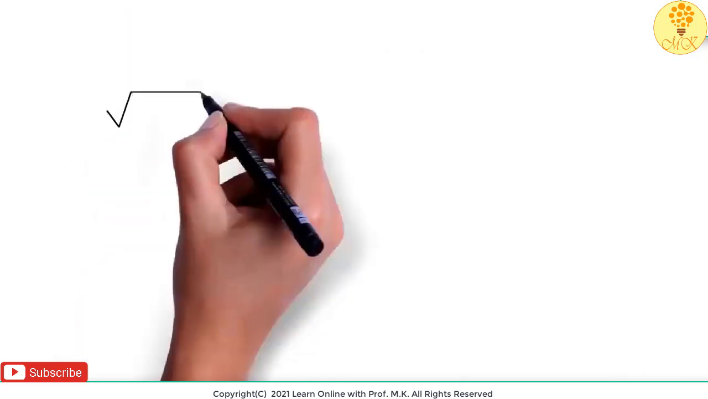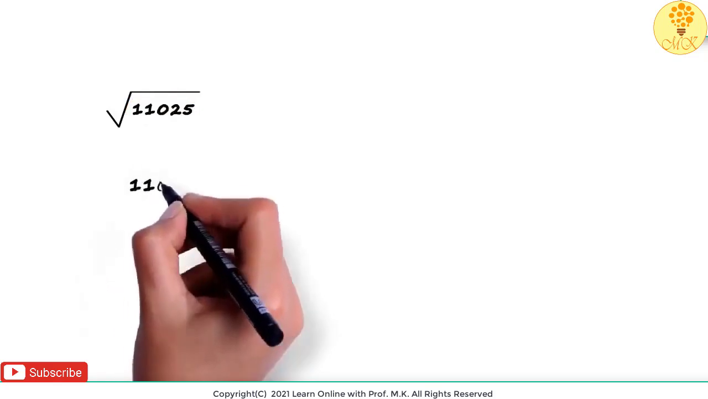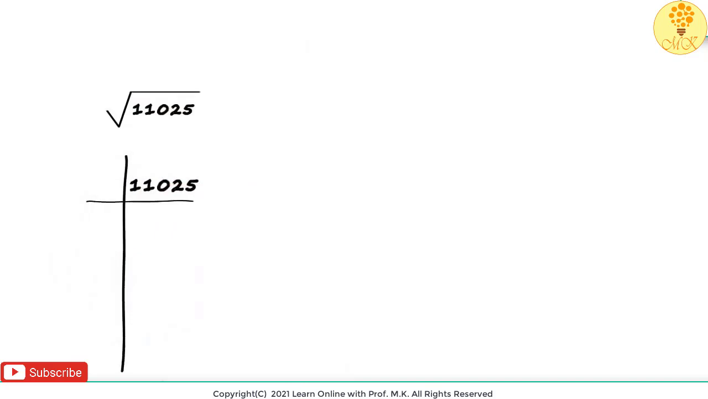Now let's try finding the square root of 11,025 using the prime factorization method. Hence, our aim would be to reduce 11,025 into its prime factors. So we write 11,025 here and draw two lines like this. If we know the rules of divisibility well, we can say that this number is divisible by 3, 5 and 7. So we can start with any prime number. Say 5. So 5 multiplied by 2,205 gives us 11,025.